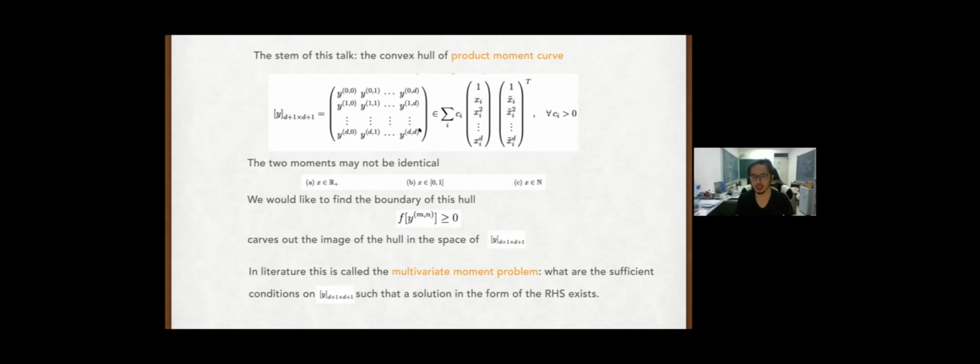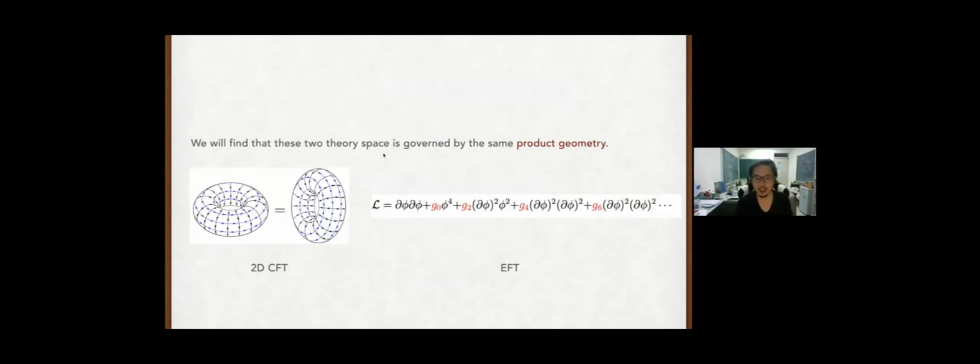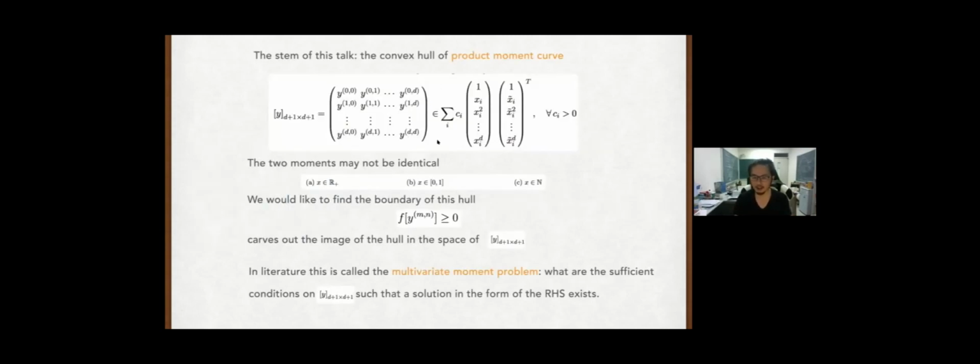Before really going into the boundary, let me just talk about where this object appears. We're going to find that two theory spaces are actually governed by this precise product geometry. One is the bootstrap problem in 2D CFT, where we talk about the torus partition function and applying modular symmetry. And the other is the effective field theory story, where we talk about Wilson coefficients and we impose symmetry involving permutation or cyclic symmetry. So I would like to show how this object appears in both of these stories.